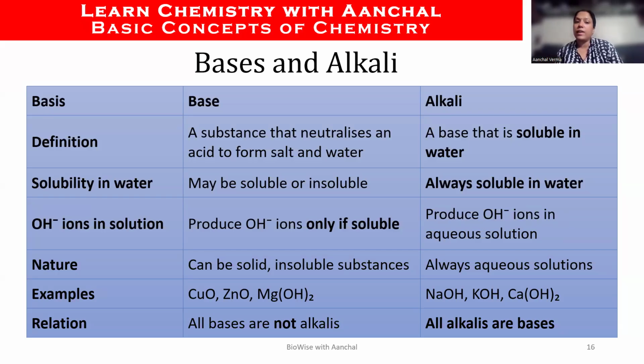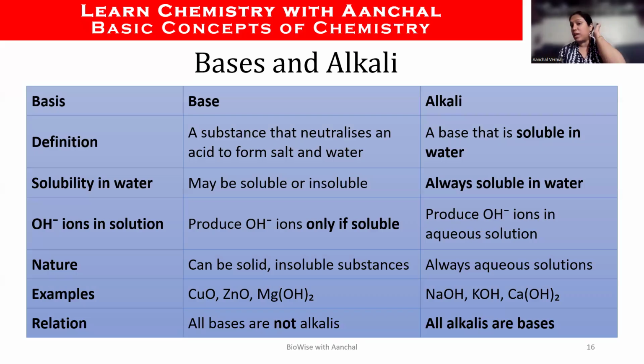So when you have to define, a base is a substance that neutralizes an acid to form salt and water. Alkali is a base which is soluble in water. All bases are not soluble in water. Only the bases which are soluble in water are called an alkali. Right. So solubility is also different for bases and alkali. Hydroxide ions are produced by the bases only when they are soluble. If they are not soluble, they do not form bases.